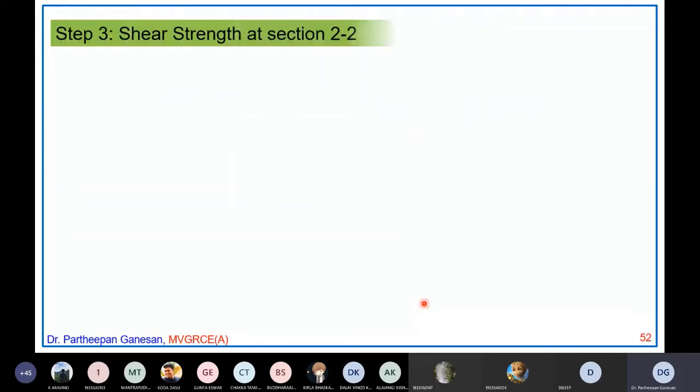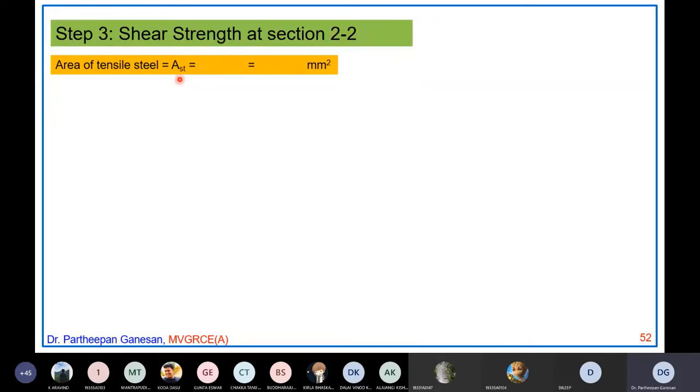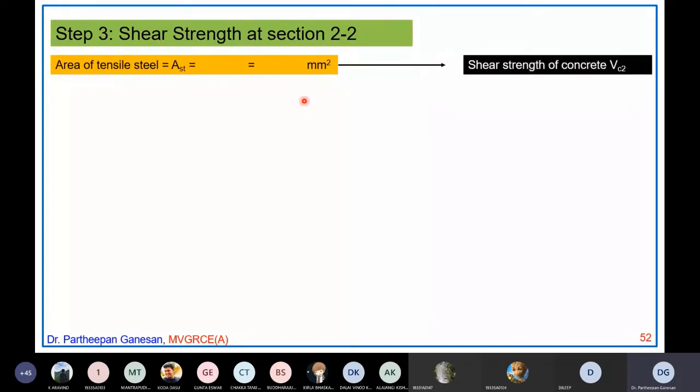Similarly, at section 2, if you remember, you have a bent up bar, vertical stirrups, and concrete. At section 2.2, what is the area of tensile steel? How many bars are there out of 6? 4 numbers. So accordingly you calculate. I have not calculated here, so you calculate.